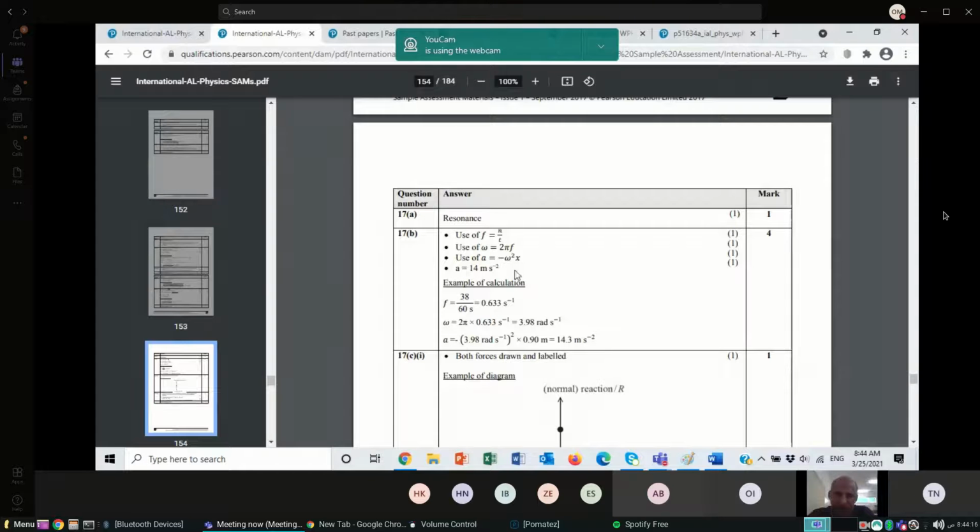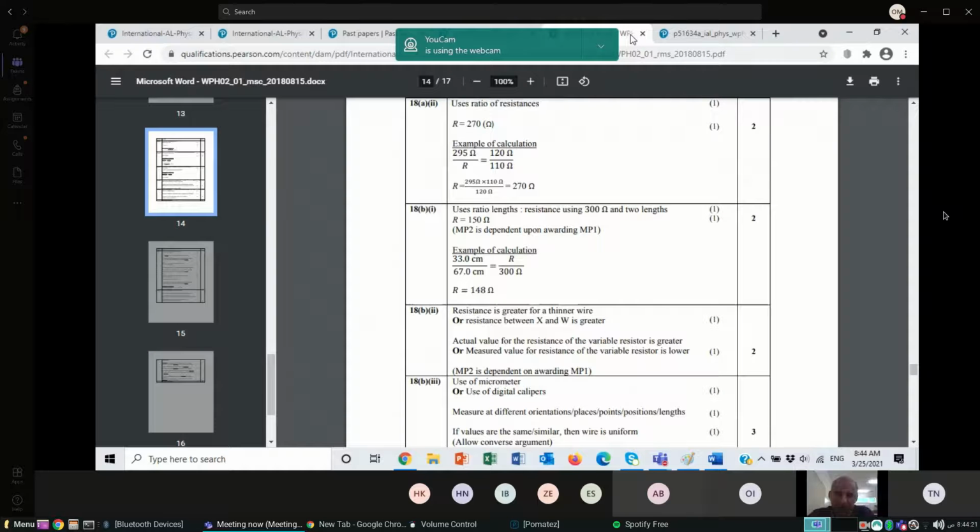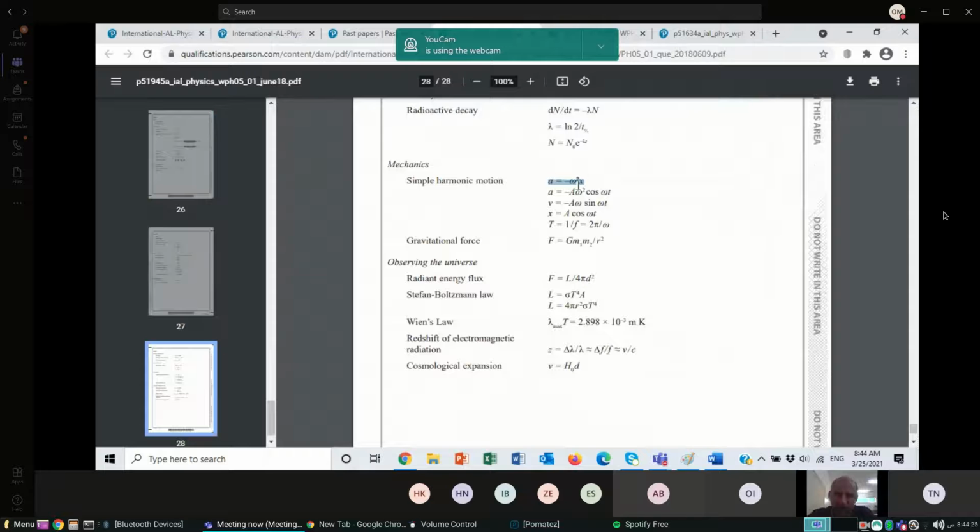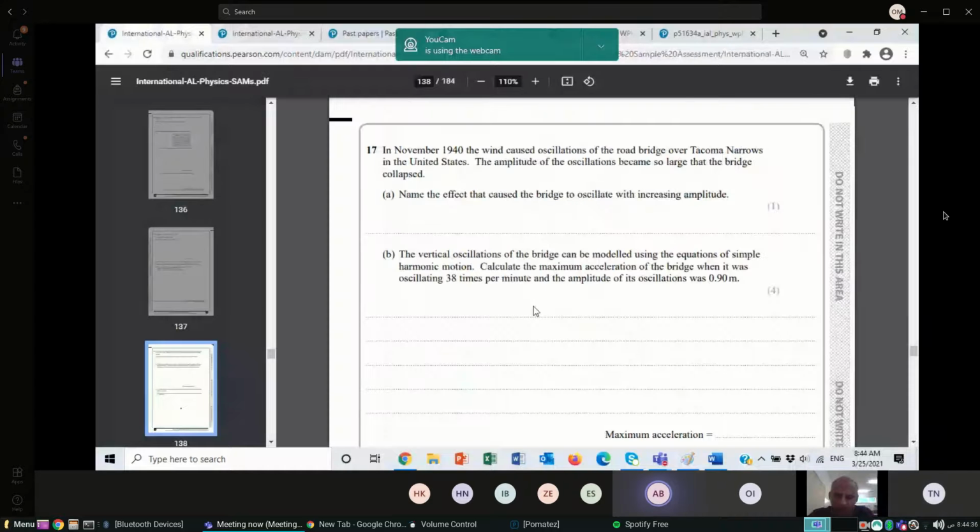This formula, you will find it here. It's in the data and formula booklet, sir. In the formula sheet, this formula is here. The second and third formulas are not important. The fourth formula is important. And omega equals 2 pi f is given here. Okay. Yes, sir, I got this. Thank you, sir.